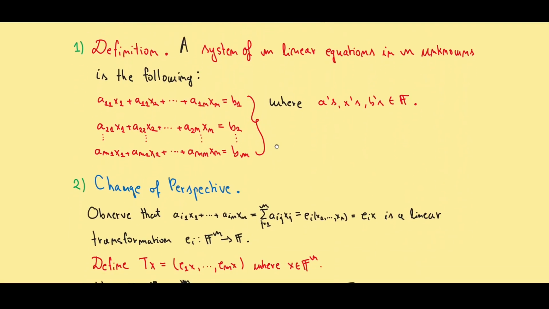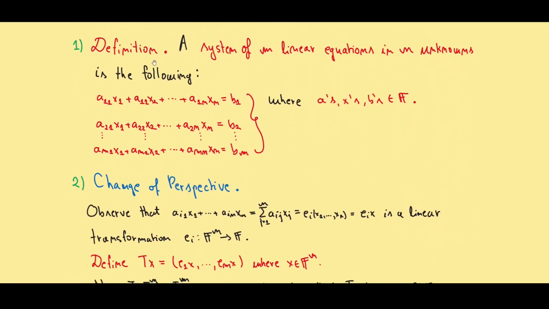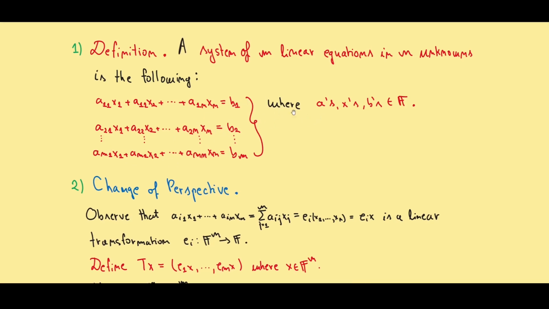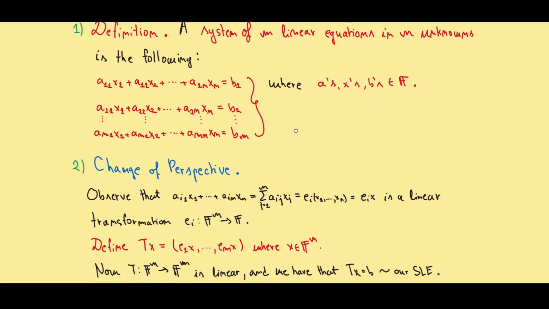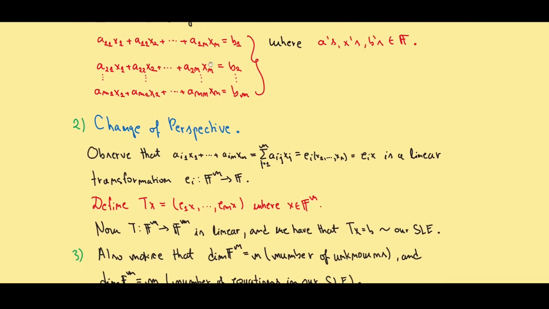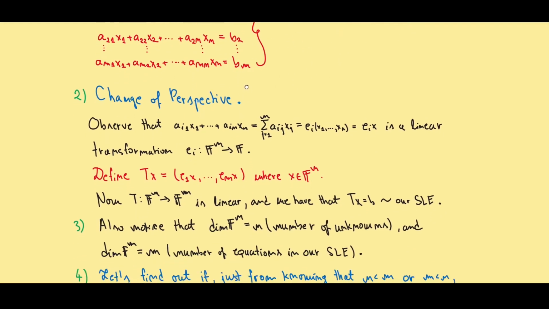So step 1, what is a system of linear equations? Definition: a system of m linear equations in n unknowns is the following. So this collection over here, we got m equations and they are of this form, and here are our x's and unknowns. So all of these are elements of our field, so they're scalars. Now let's go from this and see how it relates to linear transformations.